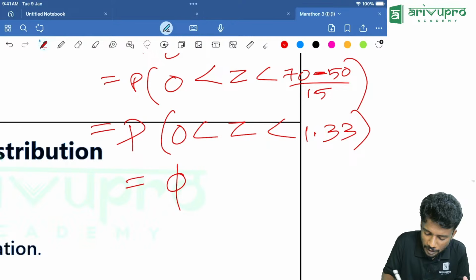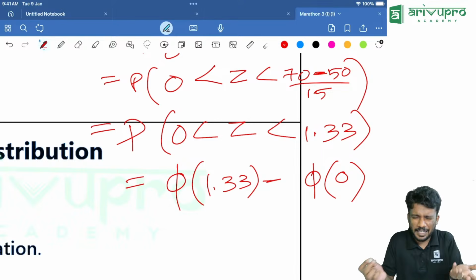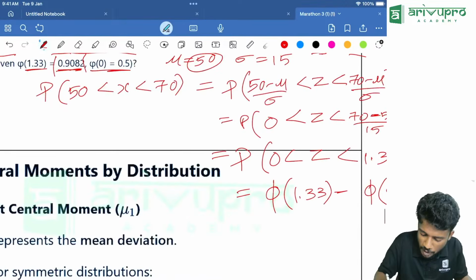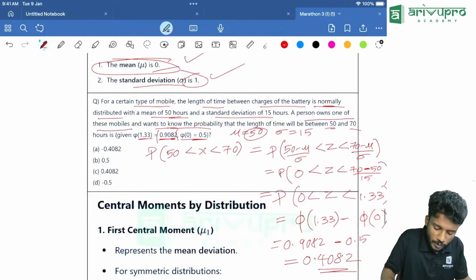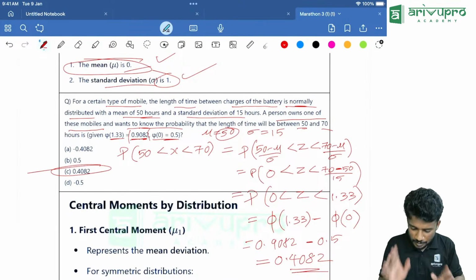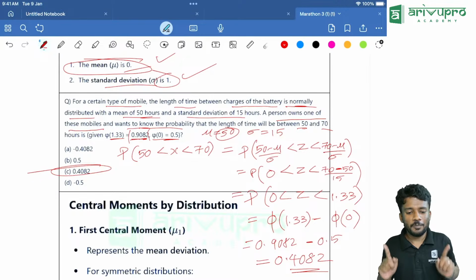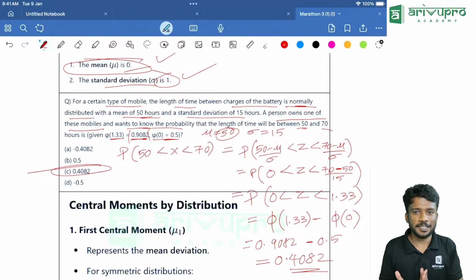So the area is between 0 and 1.33. How will you write it? Phi of 1.33, the area up to 1.33, minus phi of 0, the area up to 0. Now phi of 1.33 is given in the question. That is how much? 0.9082 minus 0.5, which is equal to how much? 0.4082 is your answer. Option C is your answer. I hope that everyone understood this. This is how the question will come in the exam. That's how you use it. Most of the time the question will be complicated, but this is the level of complication. Okay, I hope that I helped you with this.